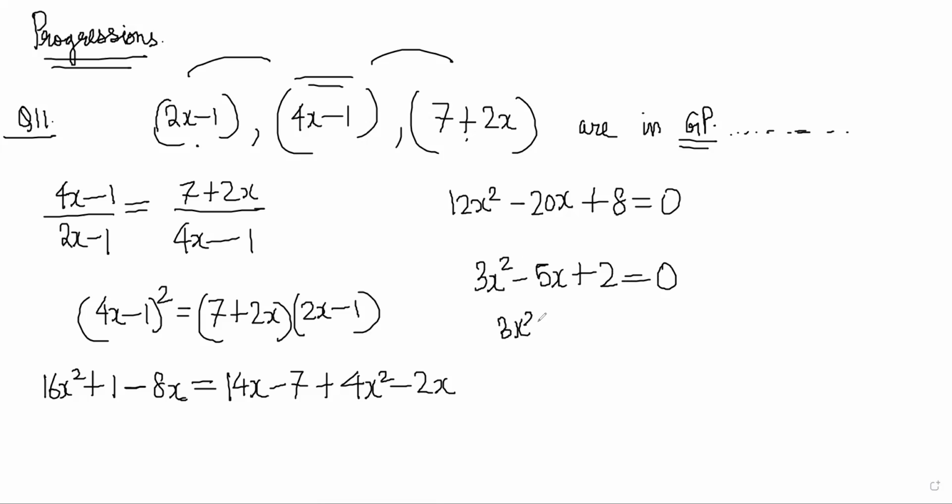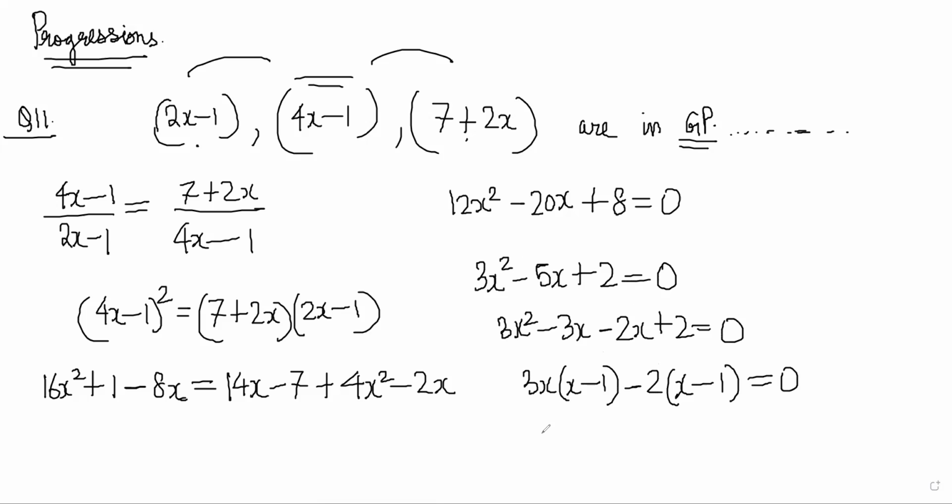Now easily factorizable, right? So you get 3x into (x minus 1) minus 2 (x minus 1), right? So either x minus 1 or 3x minus 2, right? So x is either 1 or it is 2 by 3.